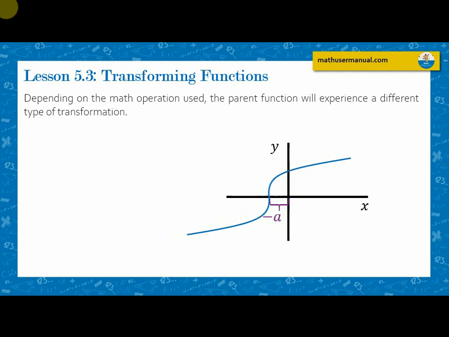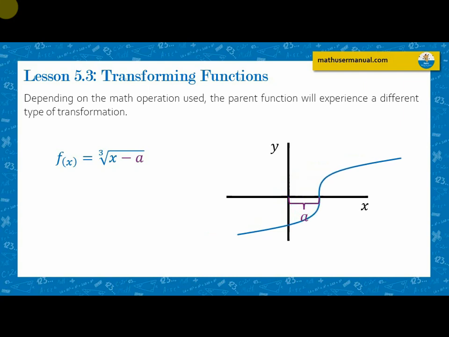Let's bring it back so we can do the other transformation, which is a negative a inside, so we move to the right, because horizontal transformations every single time represent the opposite of what the operation is saying. That's why if we have a negative a, we have to move in the positive x direction, or to the right.